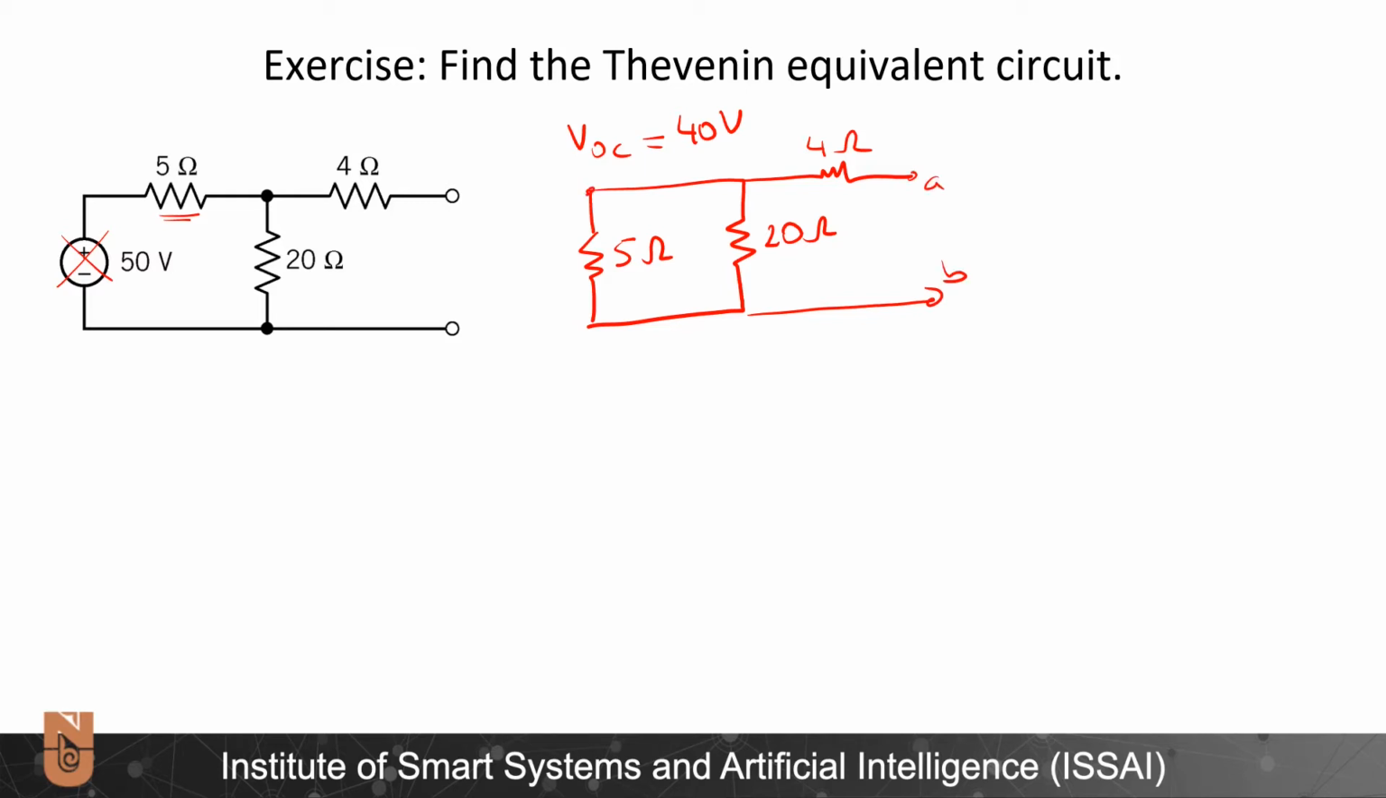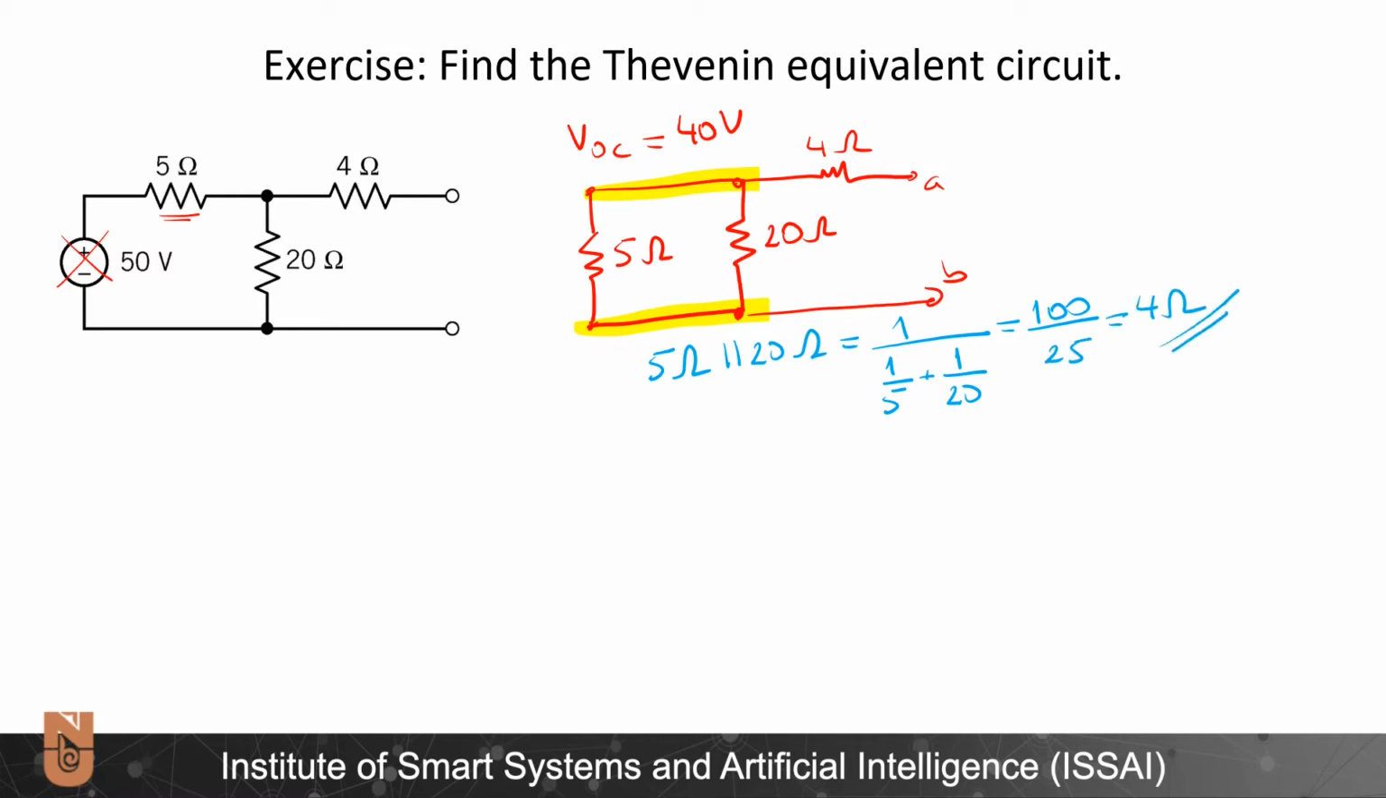Obviously, since these 5 ohm and 20 ohm resistors are connected to the same nodes on the upper and lower part, let's highlight them. They are in parallel. So let me calculate 5 ohm in parallel with 20 ohms, which is equal to 1 over 5 plus 1 over 20, which will be 100 divided by 25, accordingly 4 ohms. So this is my first step. I reduced my circuit to this.